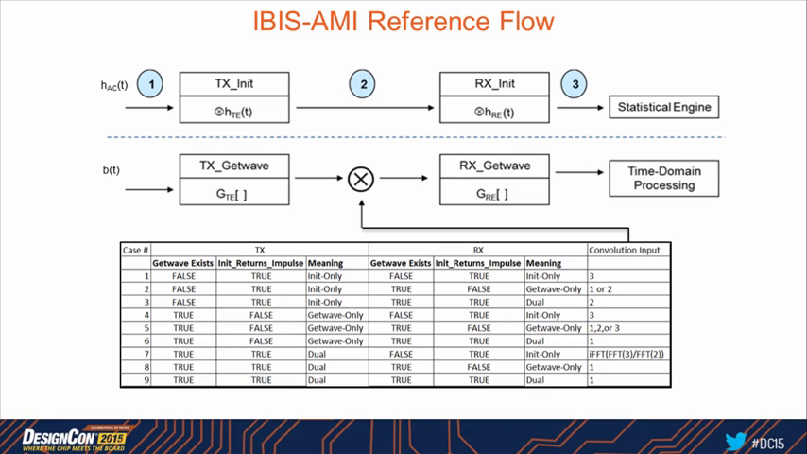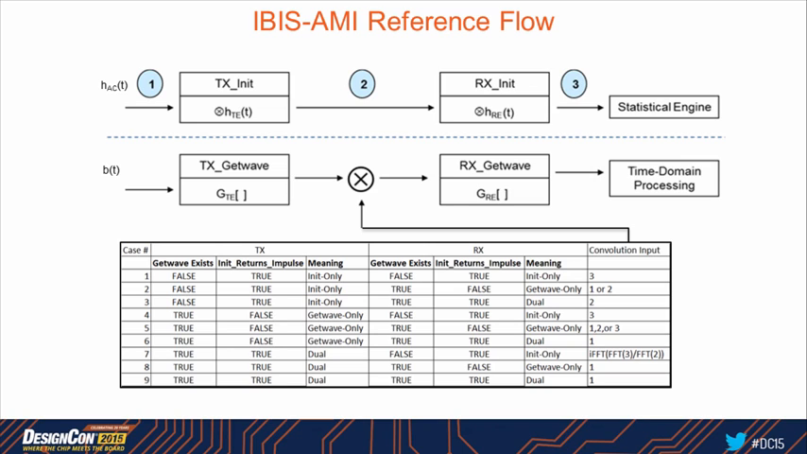In the time domain, we take the bit stream and pass it to TX Getwave if it exists. If not, we just skip that step. We take what comes out and convolve it with something. We take that and pass it to RX Getwave if it exists, and then we take the output of that and put it into the time domain engine. The only variant in this whole flow is what we feed into this convolution box, which is based on the combination of the capability of the transmit model and the receive model.